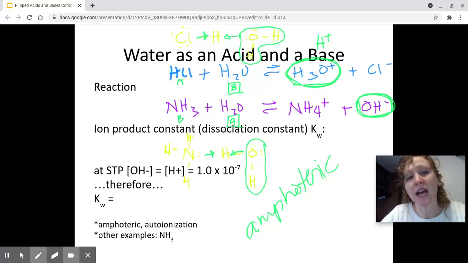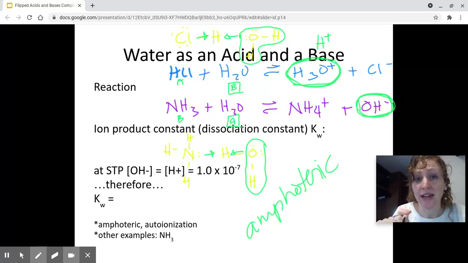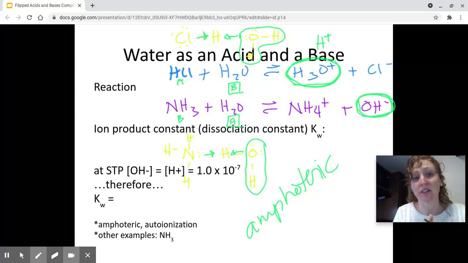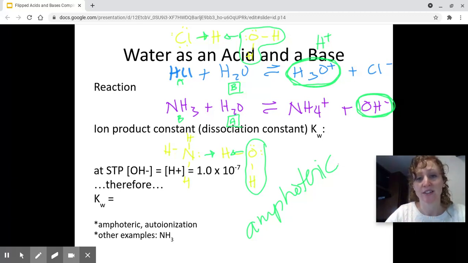Actually, we can look at the products. We can also label the products as acids and bases as well. Why don't you pause the video here, take a minute, see if you can label those 4 products, 2 for the first reaction, 2 for the second reaction, as an acid or a base, depending on the definition that you're using.